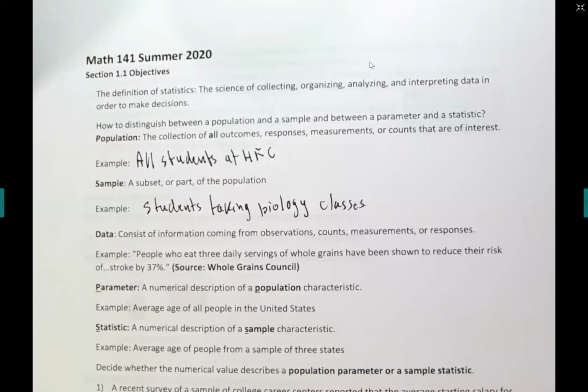We keep talking about collecting data. Data is consisting of information coming from observations. So you observe something and you take notes, counts, measurements, or responses. When you give people a survey and they respond to the survey, this is called a response, and this is how we collect data. There is an example of that.